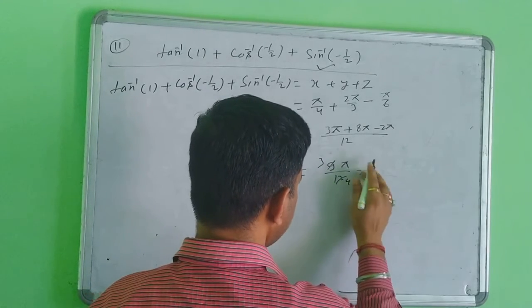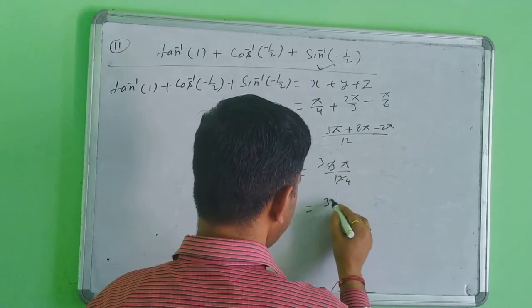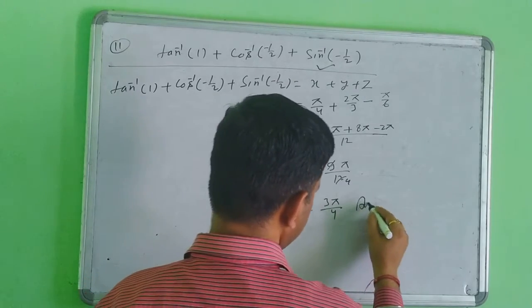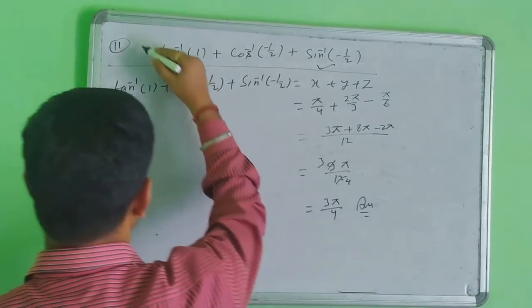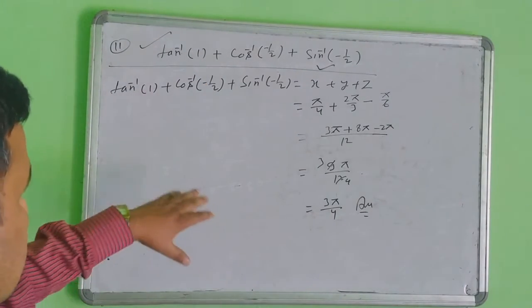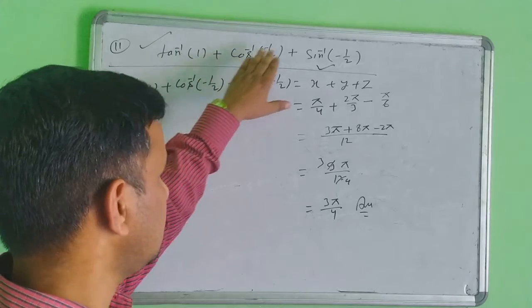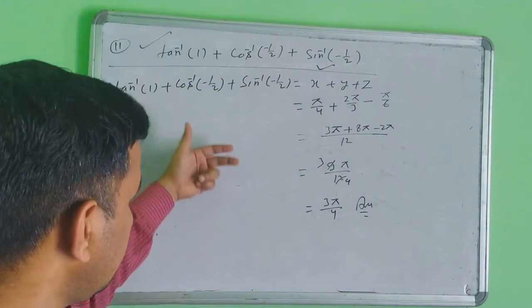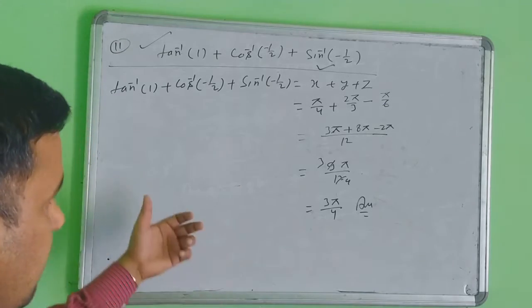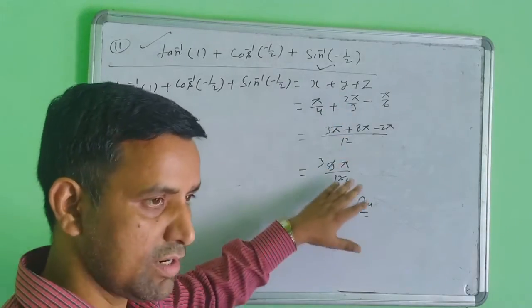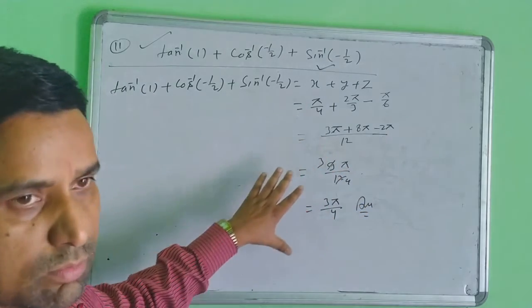So what will we get here? 3 pi by 4. So this is your answer of this inverse trigonometric function. According to this, suppose you have 2 functions, 3 functions, or 4 functions, you can find the value one by one, then put the values here and calculate. So this is the easy way to solve the question.